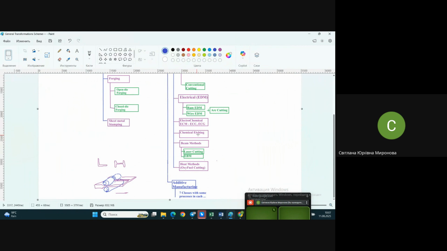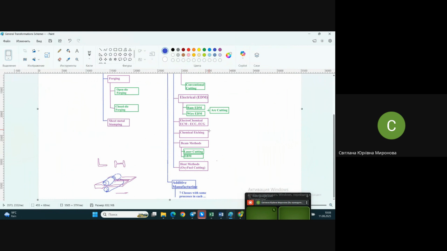Chemical etching, it's called in English, chemical etching. We usually call it just chemical milling. It comes about just chemical dissolving of material in aggressive mediums, like in acids, for instance, in boiled acids. And the next group I wrote, so-called beam techniques, beam methods.